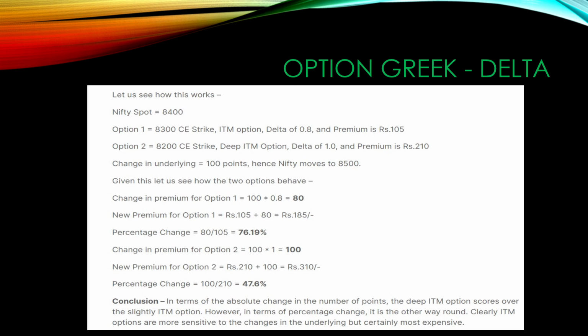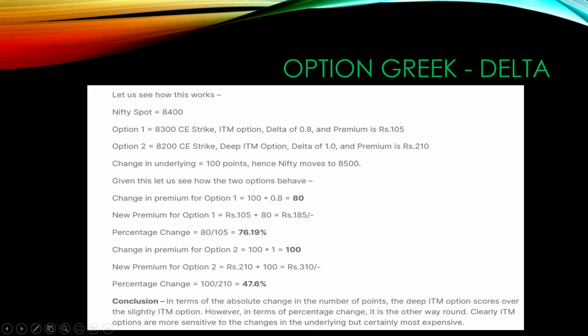So this one you understand. If you understand this example very well, immediately you will understand what is delta and what is its role in fixing the price of an option premium. So change in underlying is 100 points. Nifty moves to 8500. Here you bought these two options. Then Nifty's value increased to 8500. So 100 points increase. It was at 8400 when you bought these two options. Now it is at 8500.